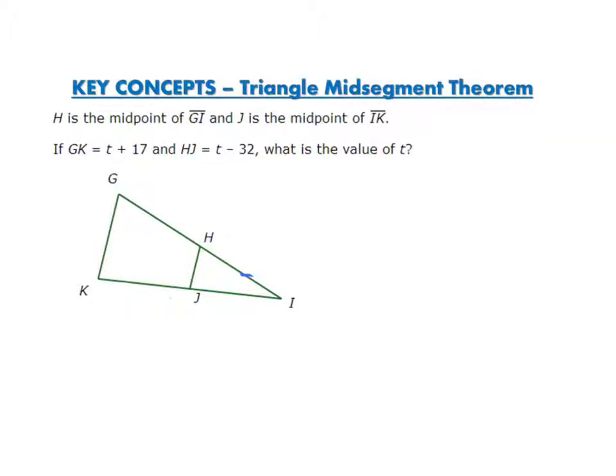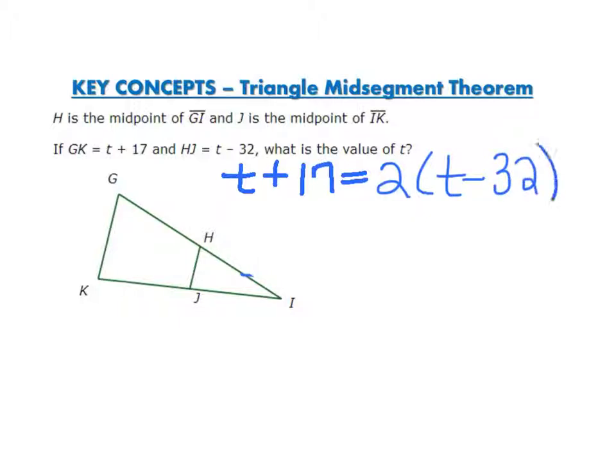This next problem, H is the midpoint of GI and J is the midpoint of IK. If GK equals T plus 17 and HJ equals T minus 32, what is the value of T? Now remember, I said the larger side, which is T plus 17, is always going to be 2 times the length of the smaller one. So I'm going to put 2 times the quantity T minus 32, since that's the smaller side.